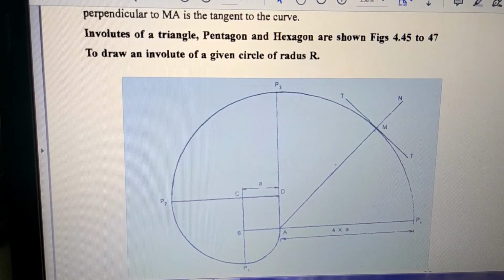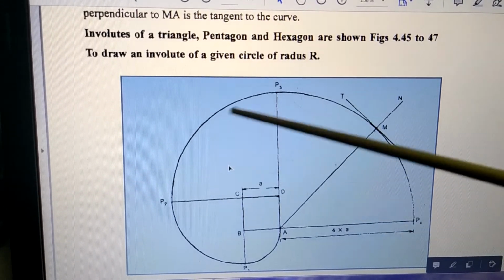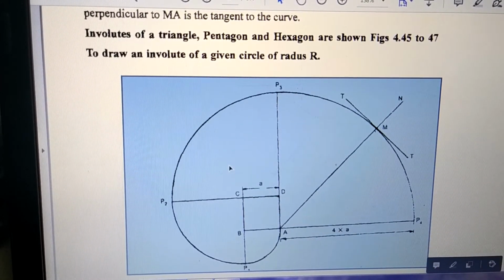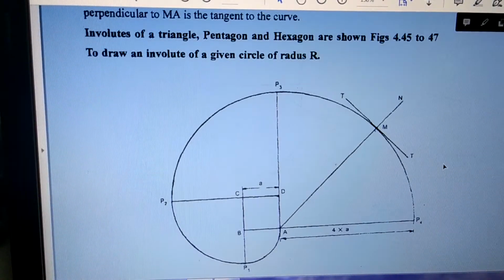So this figure, if you see, is drawn as an involute. This is an involute curve, and this involute curve is for the square. So we have done the involute for a square of size 30 mm as one exercise. And after that, now we are going to draw some more involutes.